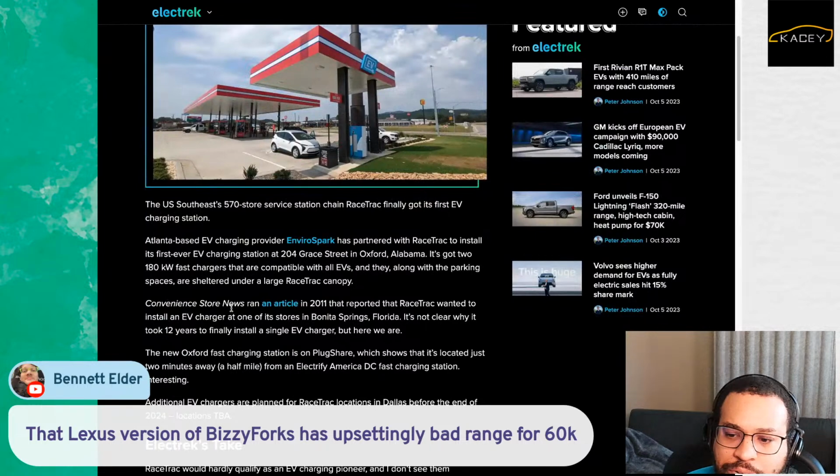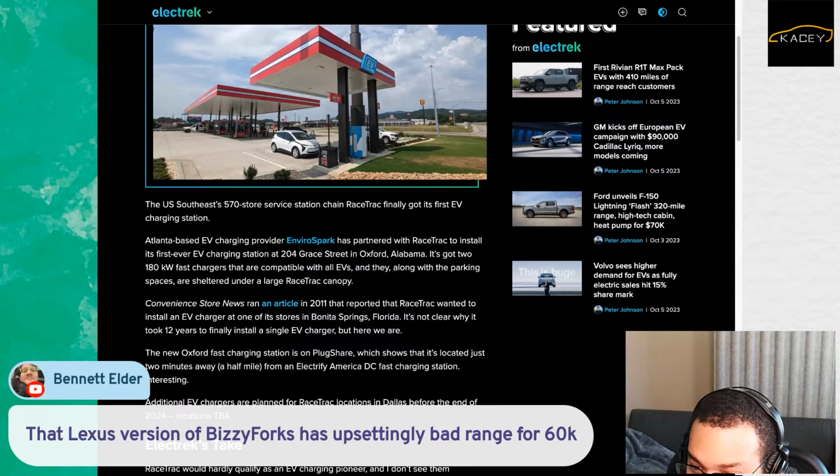Southeast's 570 store service station Racetrack has finally got its first EV charging station. The Atlanta-based EV charging provider EnviroSpark has partnered with Racetrack to install its first ever EV charging station at 204 Grace Street in Oxford, Alabama. It was just 2. It's got 280 kilowatt fast chargers that are compatible with all EVs, and they, along with the parking spaces, are sheltered under a large Racetrack canopy.